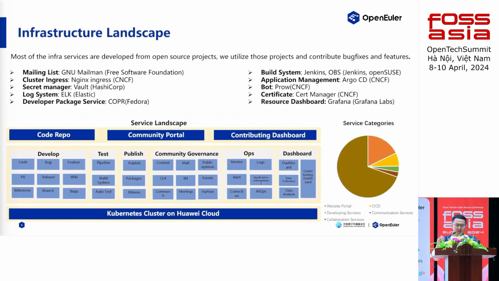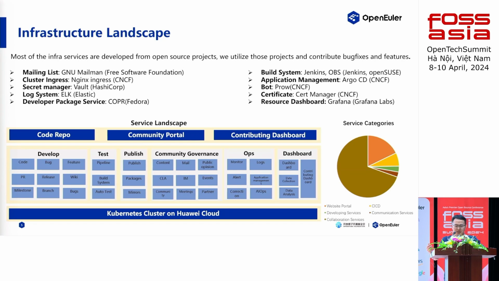So we are going to talk about the infrastructure scope, and you can look at this picture. As you know, openEuler is a completely open source community. So when we build our own infrastructure, most of the services are developed from open source projects of well-known communities. Take a look at this one, GNU Mailman. Maybe you have used it before, which we use as our mail list service.